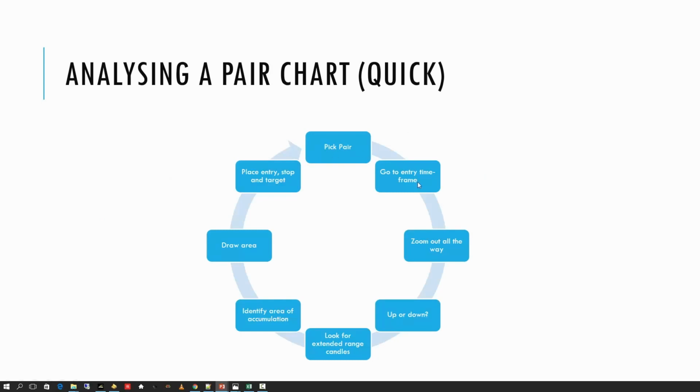The reason I've made it a cycle like this is because you can pick a pair, do analysis, go to the next pair, analysis, next pair, analysis. So you select a pair, go to the entry time frame, which for me is the 4-hour chart, and zoom out. Are we buying or selling? Look for the green candles, look for the white candles next to them, draw the areas like we did in the previous example, and then place your entry, stop, and target. So let's have a quick look at what that might look like.